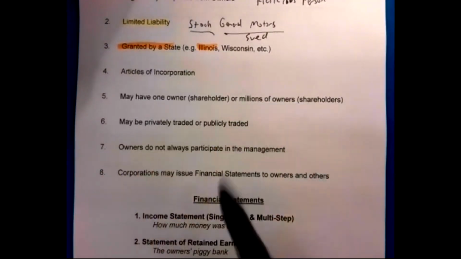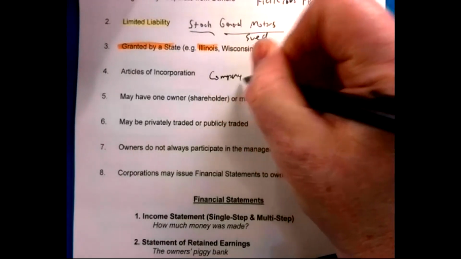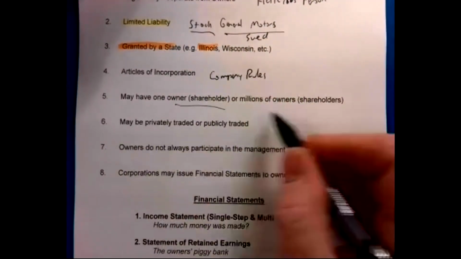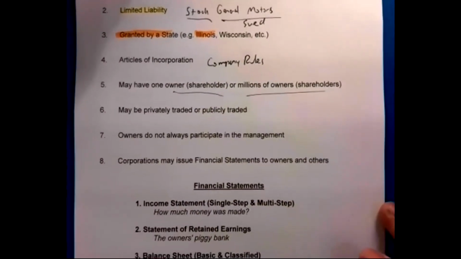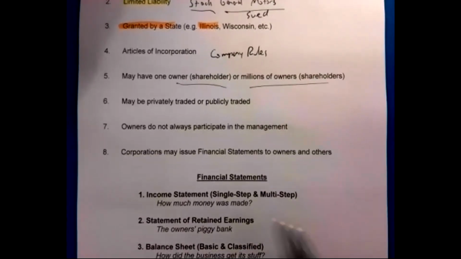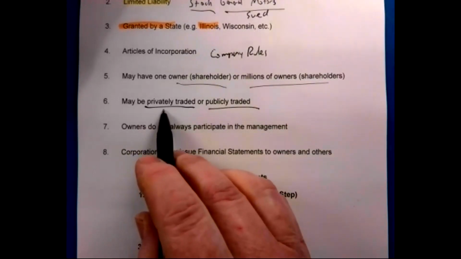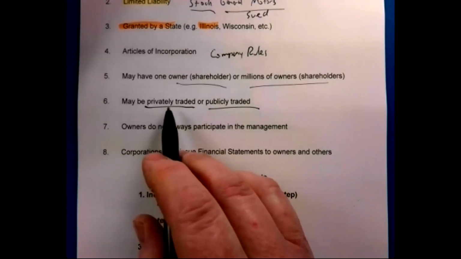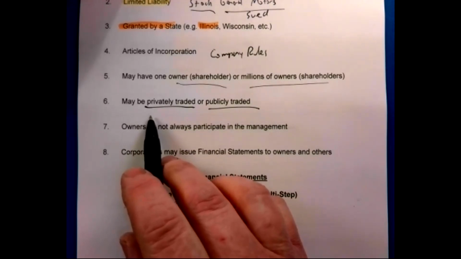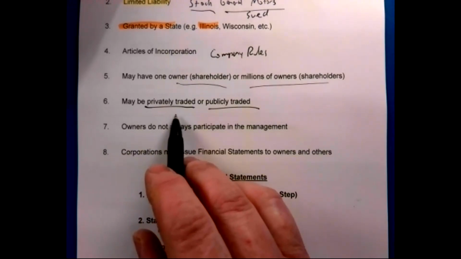There's articles of incorporation. These are basically just the rules, the company rules. May have one shareholder or millions of them. You can have a corporation with just one person. Maybe privately traded or publicly traded. Private means that no one else can buy in the stock. So if I have a restaurant, Eat at Joe's, and that's the name of my restaurant, I don't want anyone else buying stock. I don't have to sell my stock to the public. I can just keep it for myself, and no one else can buy it.